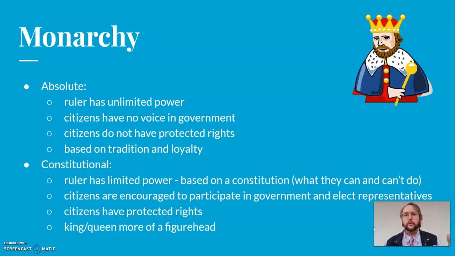And in a constitutional monarchy, like the one in Great Britain today, the king or queen is more of a figurehead, a celebrity, an influencer, and not so much a political leader. Okay? Now, both absolute monarchies and constitutional monarchies are around today. An absolute monarchy, for example, is Saudi Arabia. You do need to know the difference between the two types.